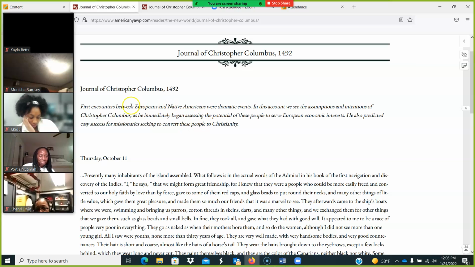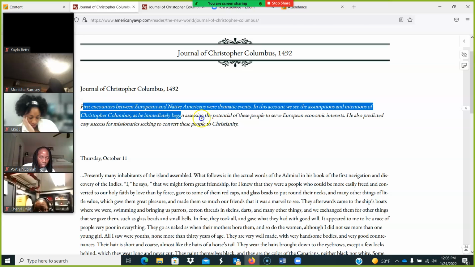All right. First encounters between Europeans and Native Americans were dramatic events. In this account, we see the assumptions and intentions of Christopher Columbus as he immediately began assessing the potential of these people to serve European economic interests. He also predicted easy success for missionaries seeking to convert these people to Christianity.